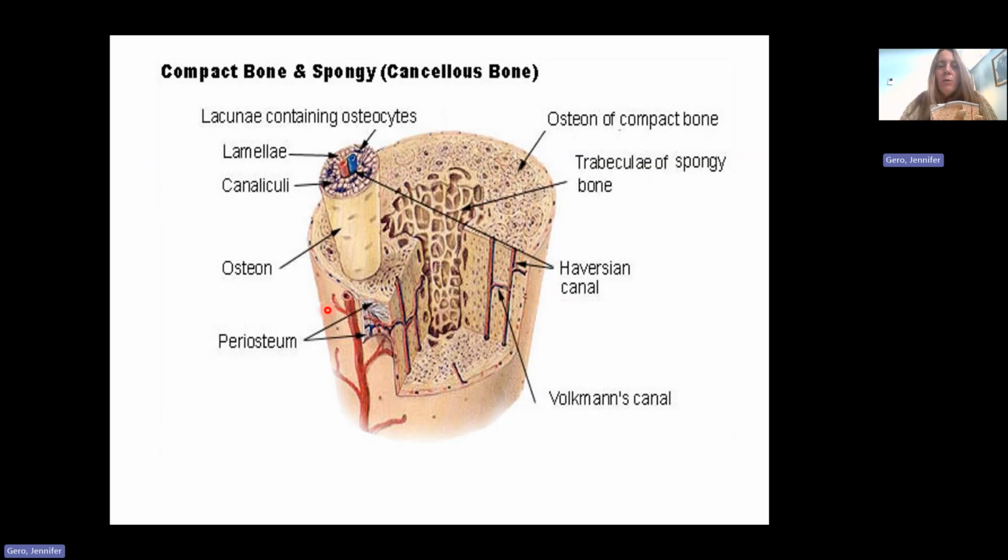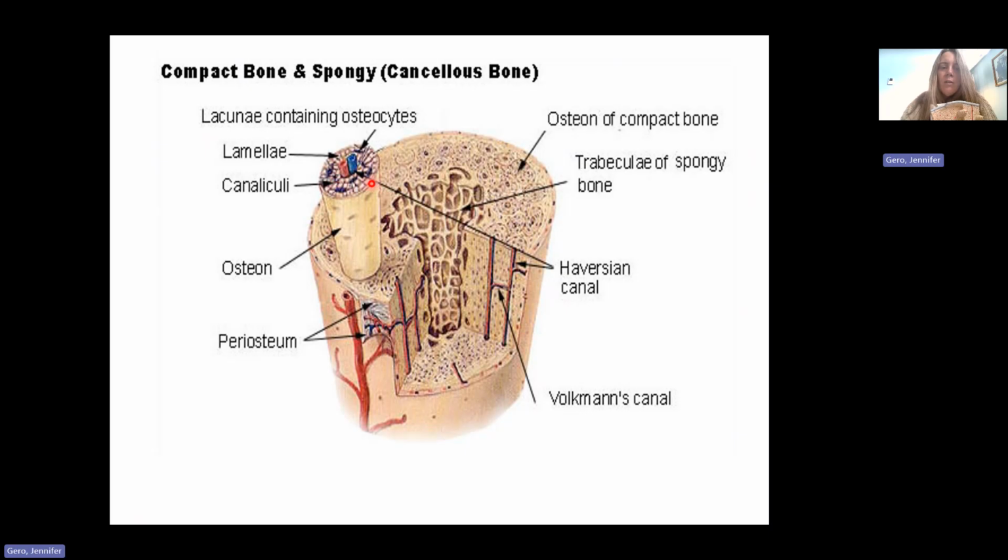So what does this look like? Here's a cross section of bone. This would be the diaphysis, and I told you in the medullary cavity we've got a little bit of spongy bone, so that's why that looks different in here. This is an osteon. This is an osteon, and this is an osteon, and this is an osteon. Where we see the central blood supply is the Haversian or central canal.